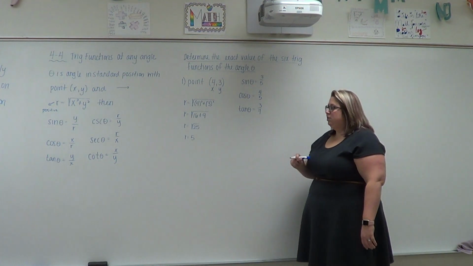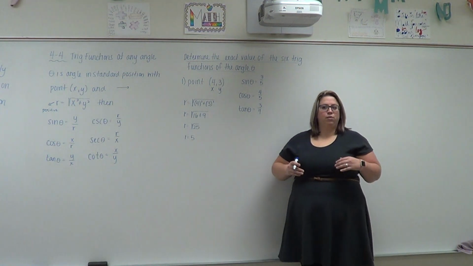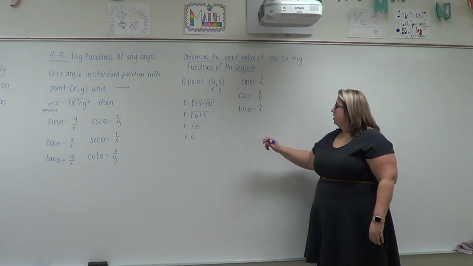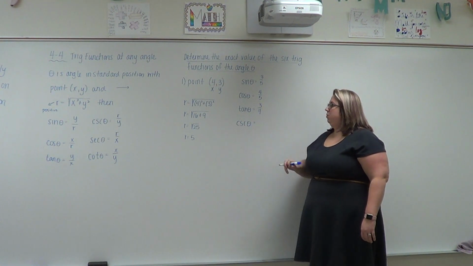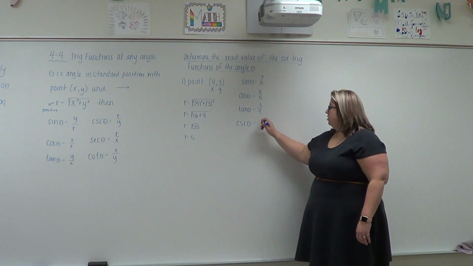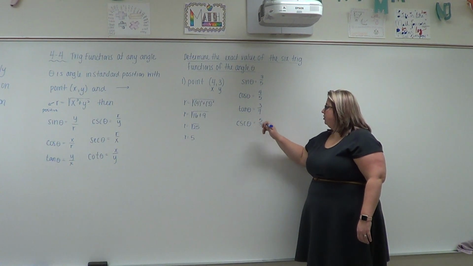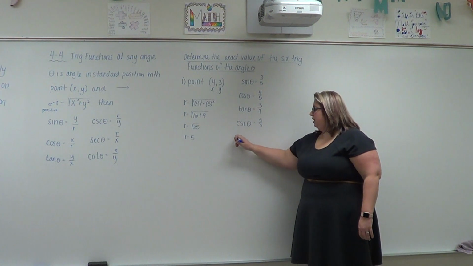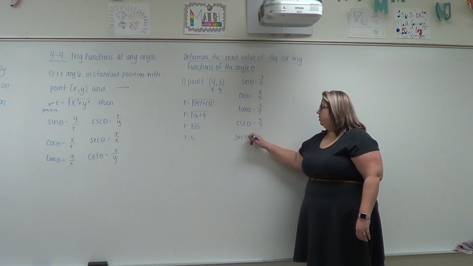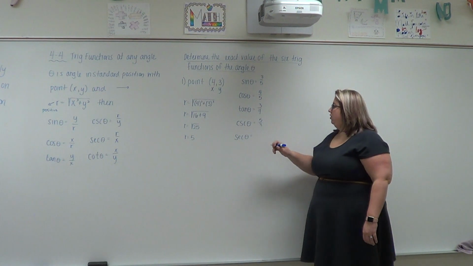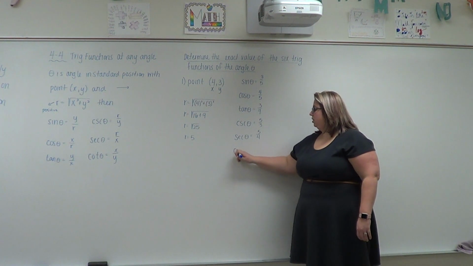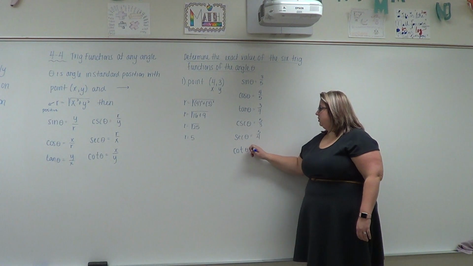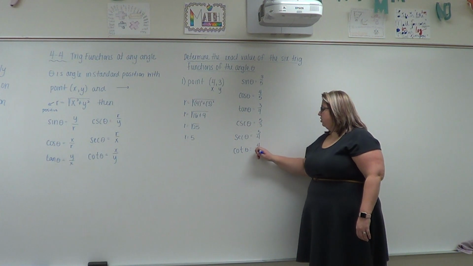Okay, and the other 3 are reciprocals. Remember which one they're reciprocals of, it will be important. So cosecant is the reciprocal of sine, so cosecant's 5/3. Secant is the reciprocal of cosine, so it's 5/4. And cotangent's the reciprocal of tangent, so it's 4/3.